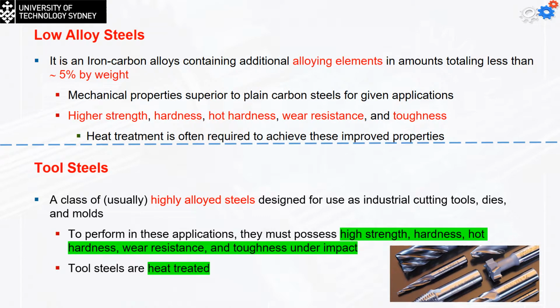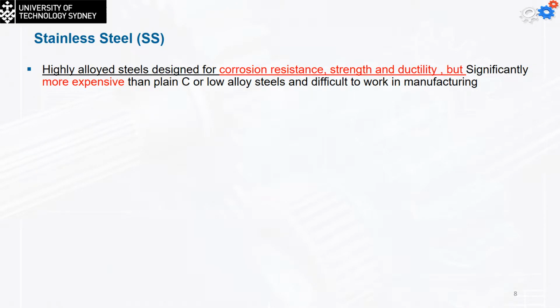The tool steels are a class of highly alloyed steels designed for use in industrial cutting tools, dies, and molds. To perform in these applications, they must possess high strength, high hardness, hot hardness, wear resistance, and toughness under impact. And the tool steels are heat treated as well. Stainless steel, which is very common in life, is a highly alloyed steel designed for corrosion resistance, strength, and ductility, but it is significantly more expensive than the plain carbon steel or the low alloy steels, and difficult to work in manufacturing, simply because it has higher strength.